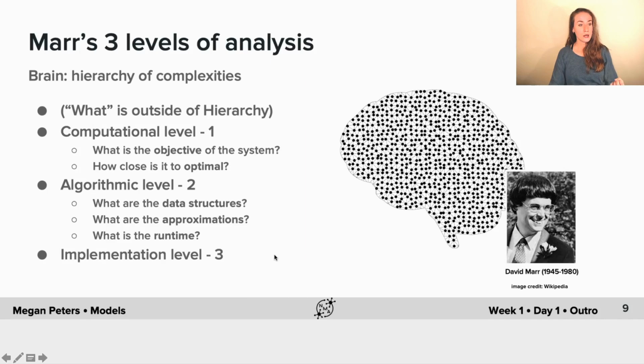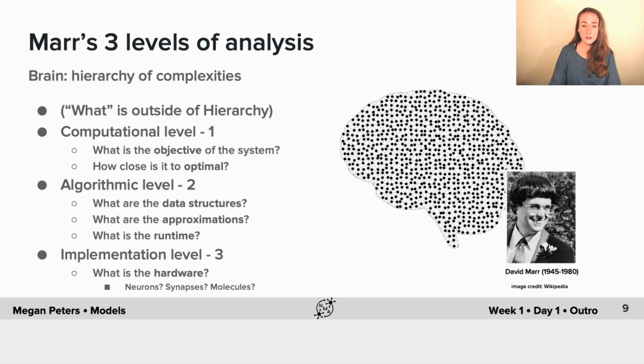And this is really much closer mapped to the how model of the how, what, and why that we talked about before. And so the idea here is that we're asking about the hardware, essentially. Is it neurons? Is it synapses? Is it molecules? Is it something else entirely?